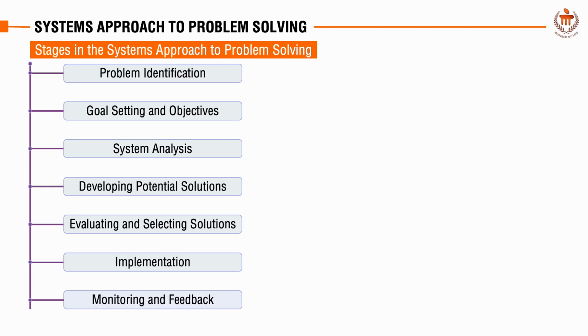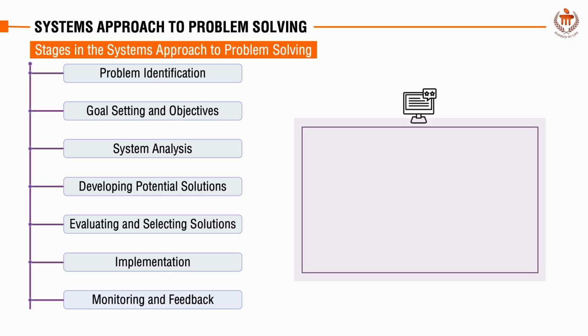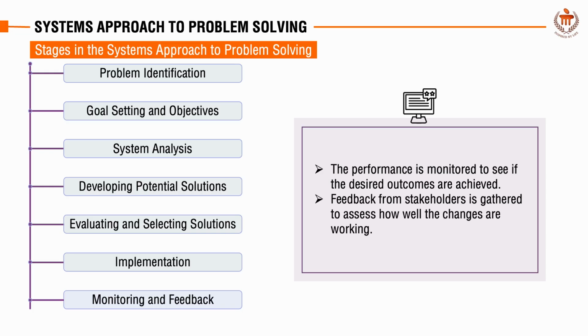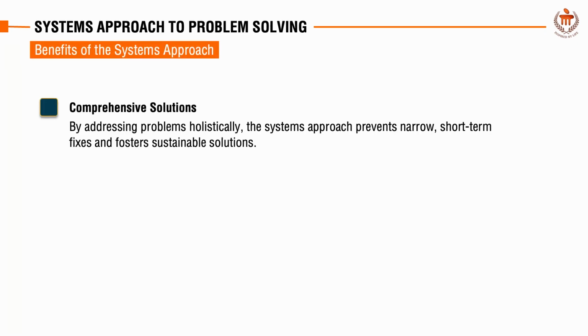The last step is monitoring and feedback after the solution has been implemented. The performance of the system is closely monitored to see if the desired outcomes are being achieved. Feedback from stakeholders, such as customers and staff, is gathered to assess how well the changes are working. For example, the company might track delivery times and ask customers for their feedback on the new system to evaluate success.